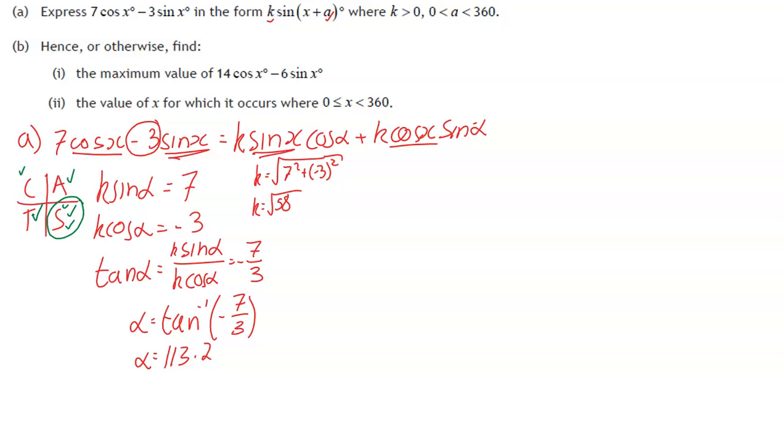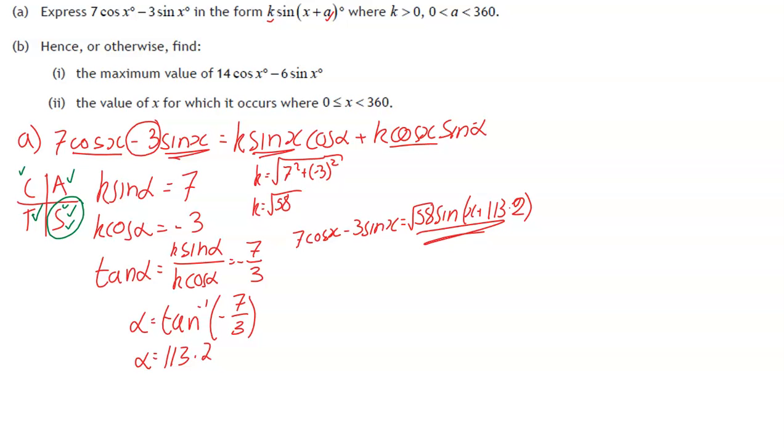So what I can now do is go back and rewrite the whole equation and say, fine, so 7 cos x minus 3 sine x can now be written using the format k sine of x plus alpha as root 58 sine of x plus 113.2. So there you go. I've taken the equation that had a sine and a cos in it, and I've rewritten it as just a sine. So what I'm able to do is, when required, solve it.